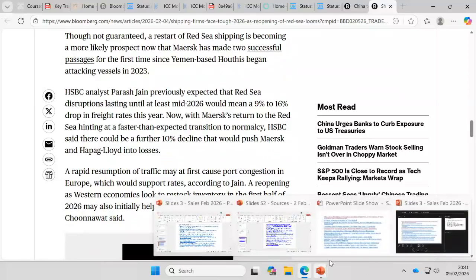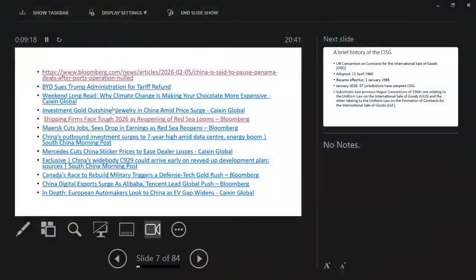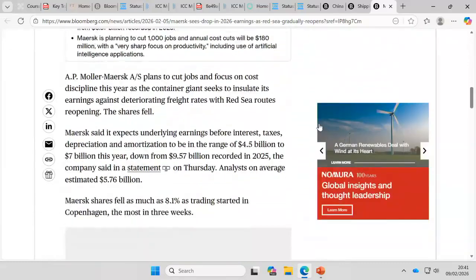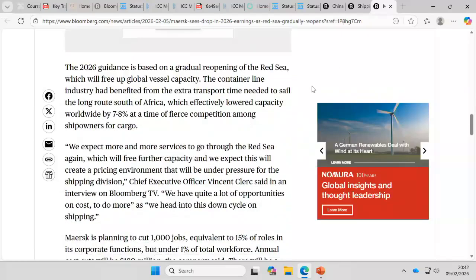What I want to pick up is actually a related story to this, which goes one step beyond. And this is Maersk, which is one of our biggest shipping companies, cuts jobs, sees drop in earnings as Red Sea reopens. AP Moller Maersk plans to cut jobs and focus on cost discipline this year as the container giant seeks to insulate its earnings against deteriorating freight prices.